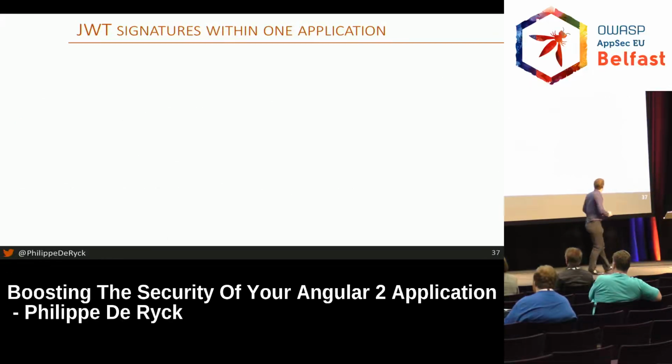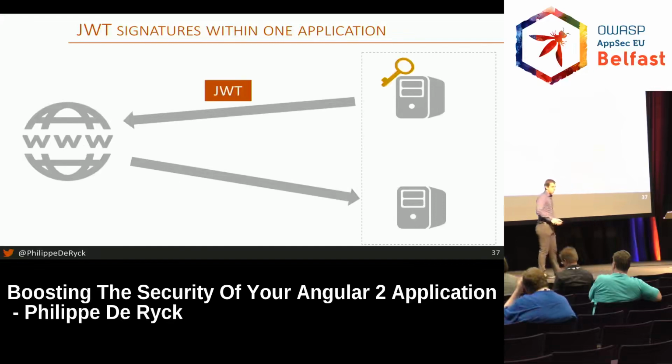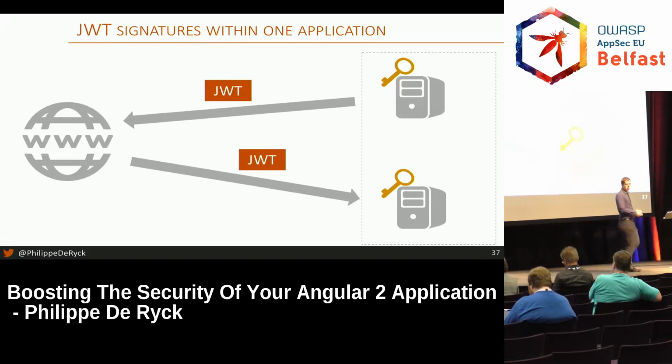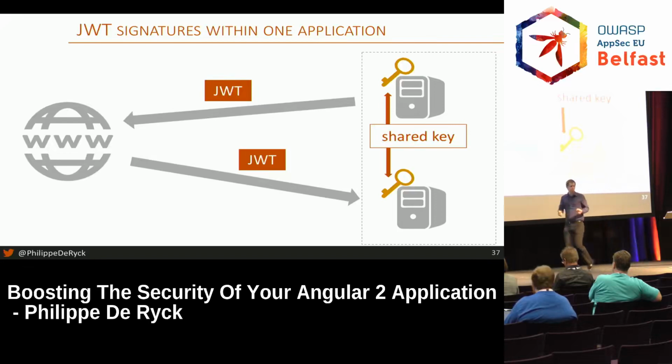Let me show you. Within one application, if you have this scenario, the server can generate a JWT token, send it to the browser, get it back, and can verify the integrity. You see that it uses the same key for both. This is a shared key. This is really important to grasp.